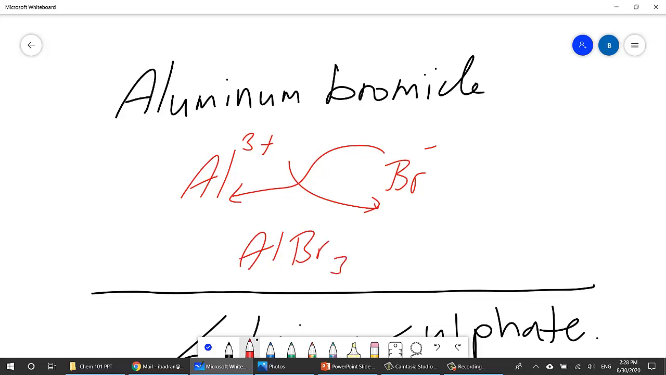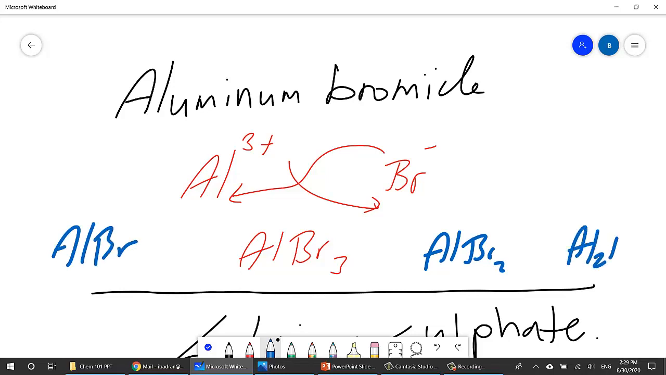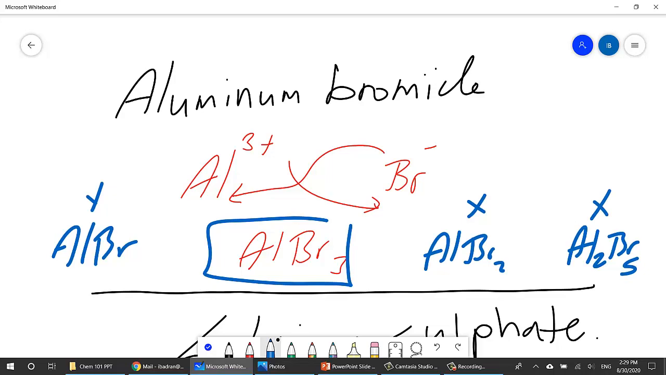So if you have a multiple choice question that asks you between AlBr2, for example, or AlBr, or whatever, Al2Br5, that would be the correct answer. All of these are wrong because aluminum bromide does not exist in these forms. It's always AlBr3.